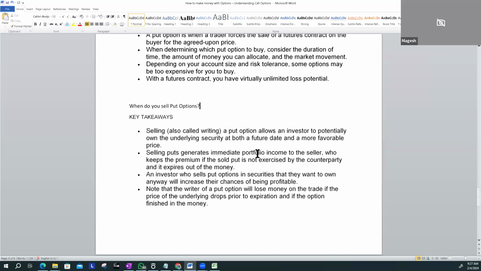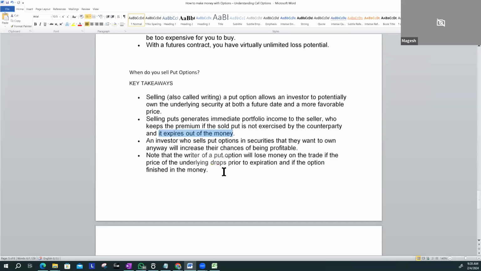Selling puts generates immediate portfolio income to the seller, who keeps the premium if the sold put is not exercised by the counterparty and it expires out of the money. An investor who sells put options in securities that they want to own anyway, basically want to buy anyway, will increase the chance of being profitable.